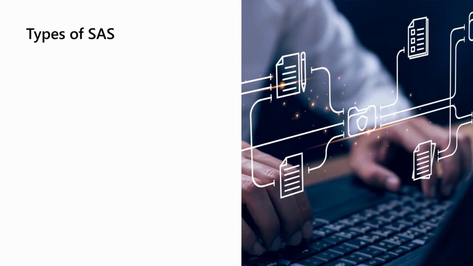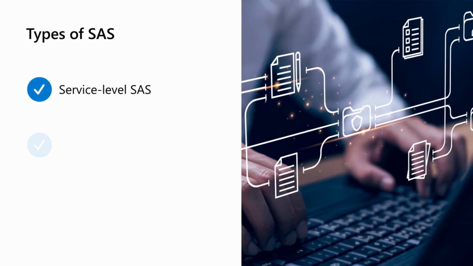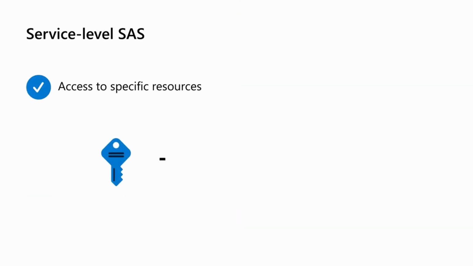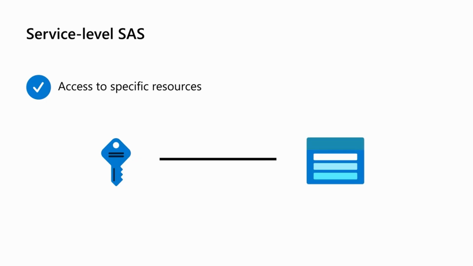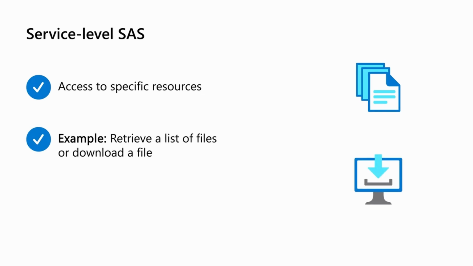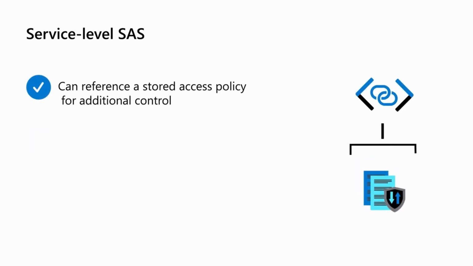There are three types of SAS. There are service-level SAS, account-level SAS, and user delegation SAS. You can use a service-level SAS to allow access to specific resources in a storage account. For example, you will use service-level SAS to enable an app to retrieve a list of files in a file system or to download a file. Moreover, a service-level SAS can reference a stored access policy that provides additional control over a set of signatures, including modifying or revoking access to the resource.